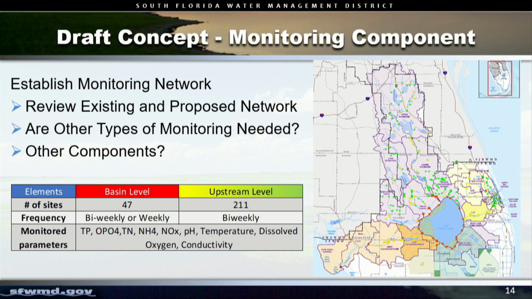Now, the second part of the monitoring component, again, is to look at the established monitoring network. And again, this map on this slide is just representing the district's monitoring. And we have monitoring at the basin level, which those are shown by the red squares.